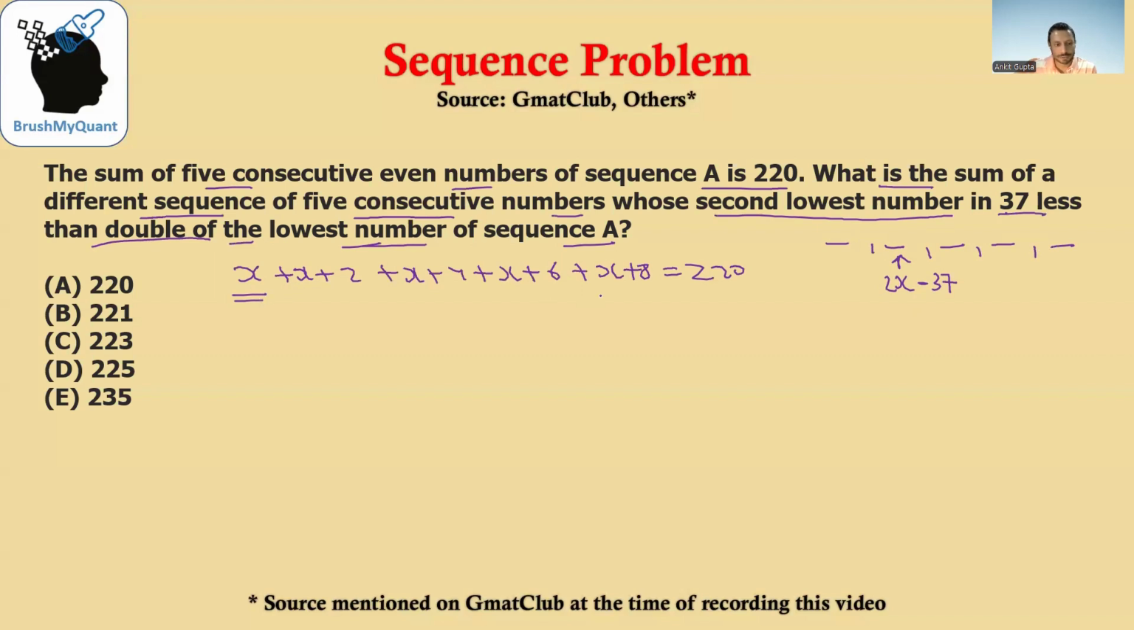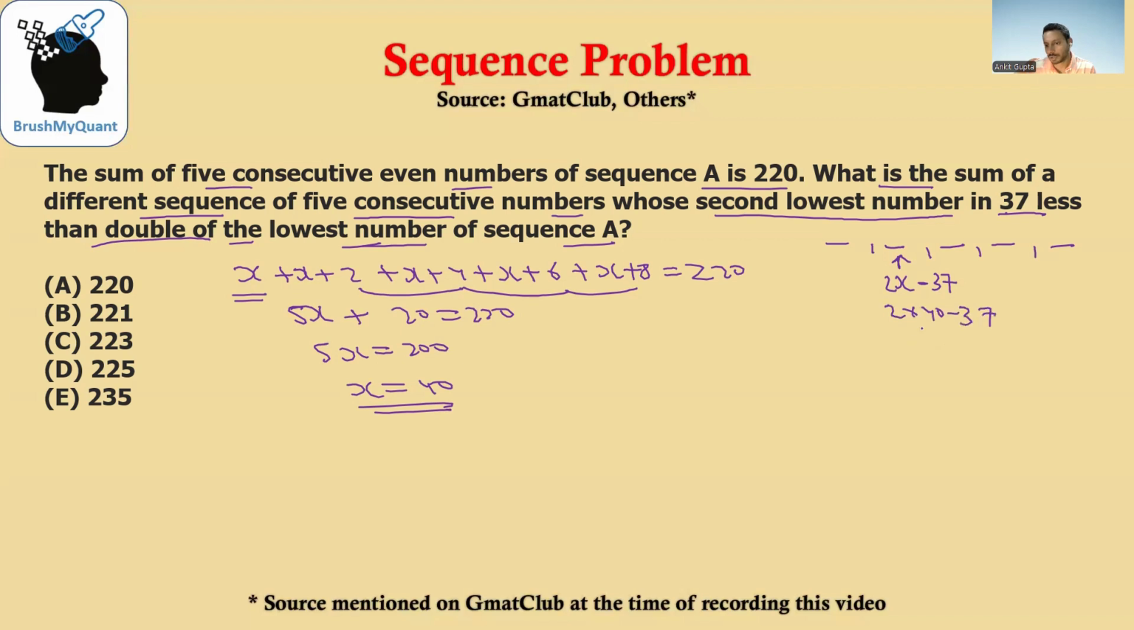Now we have 5 terms here. So we have 5x plus 2 plus 4 plus 6 plus 8, which is 20, is equal to 220. That means 5x is equal to 200, or x is equal to 40. Now we got the value of x as 40. So let's try to figure out the next series. So this will be 2 into 40 minus 37, which is equal to 43.